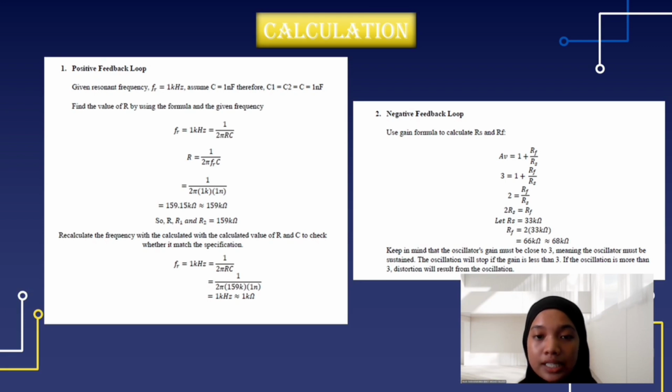So, 3 equals 1 plus RF per RS. 2 equals RF per RS. And we change to RF equals 2 multiplied by RS, and let RS equal 33 kilo ohm. And we get the answer 99 kilo ohm and the nearest standard value is 98 kilo ohm.